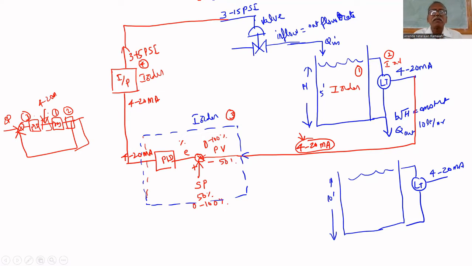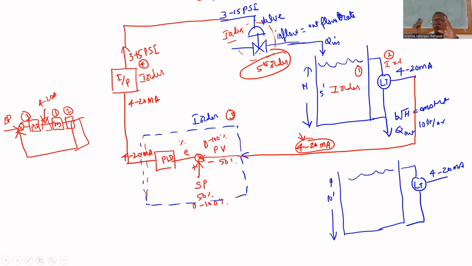Again, this 3 to 15 psi cannot control the level. It has to adjust the valve. The valve adjusting is another first order. Let us assume. Therefore, 5 devices are in series. Therefore, fifth order.